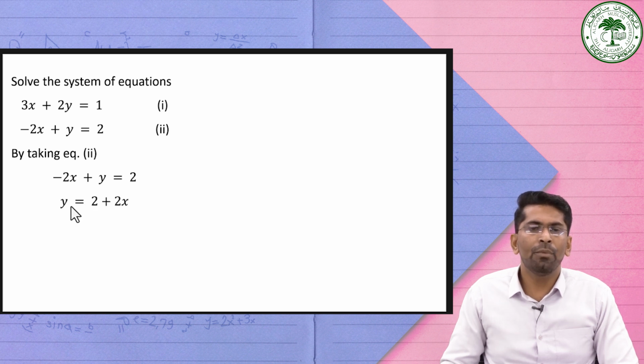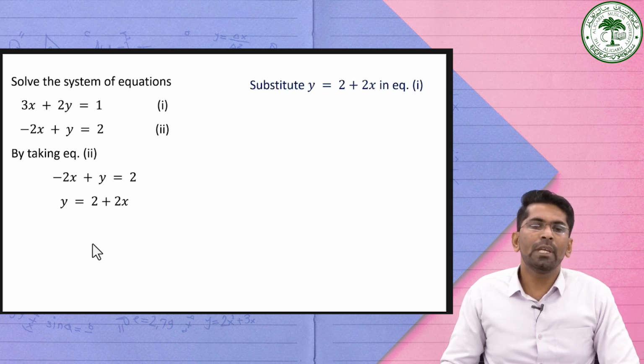We are isolating for y, so 2x will be added to both sides of the equation, and minus 2x plus 2x will be cancelled out. So y is equal to 2 plus 2x. Now we are going to substitute y is equal to 2 plus 2x in equation number 1, because we transformed equation number 2, so it is better to substitute into equation number 1, sorry.